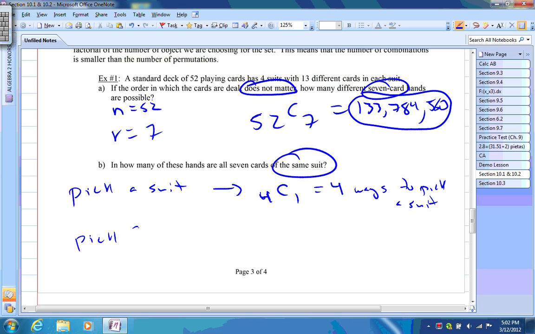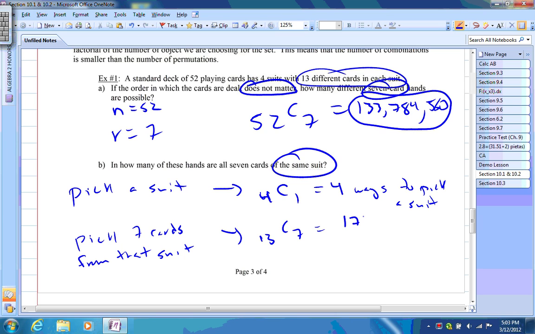Then you need to pick 7 cards from that suit. How many cards do we have in each suit? 13. So 13C7. So if I work that out using the calculator, I get 1716. 1716 ways to pick 7 cards from a particular suit. So say I went with diamonds, and there's 13 diamonds, there's 1,716 ways I could pick 7 diamonds out of the 13 total diamonds.